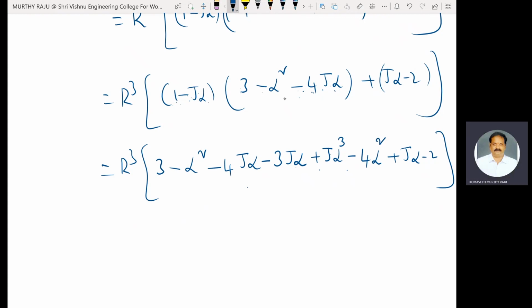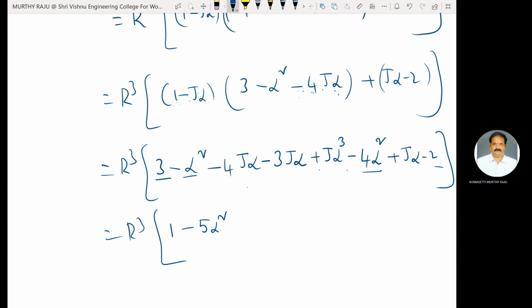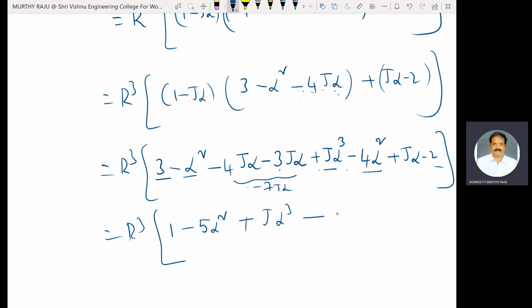Square, alpha into alpha square, 4 alpha square, plus j alpha minus 2 R cube. 3 minus 2, that is 1. Minus 4 alpha square minus alpha square, that is minus 5 alpha square, plus j alpha cube. Here minus 4j alpha minus 3j alpha minus 7j alpha. These two are minus 7j alpha plus j alpha, minus 6j alpha.